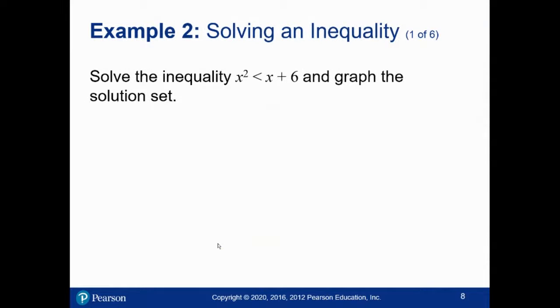Okay, example 2. Solve the inequality x squared less than x plus 6 and graph the solution set. Hint, all you have to know how to do is graph a quadratic compared to 0. That's my hint. I'll pause here.